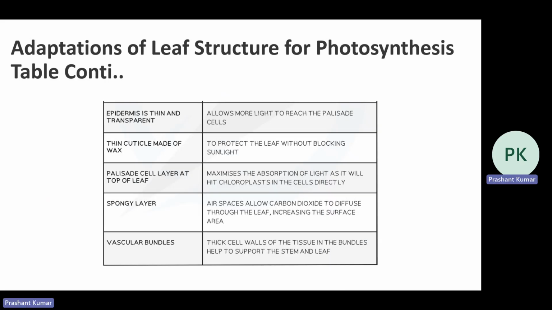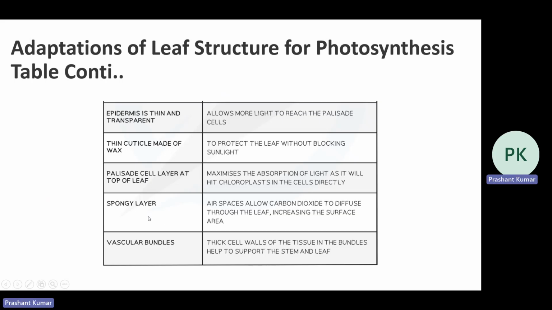The epidermis, the upper epidermis and the lower epidermis, is thin and transparent because it allows more light to reach the palisade cells. The purpose of the thin cuticle layer is to protect the leaf from blocking sunlight, reflecting sunlight so that it should not get burnt. So there are so many other functions. Palisade cells, why are they located on the top? So that absorption and maximum photosynthesis can take place.